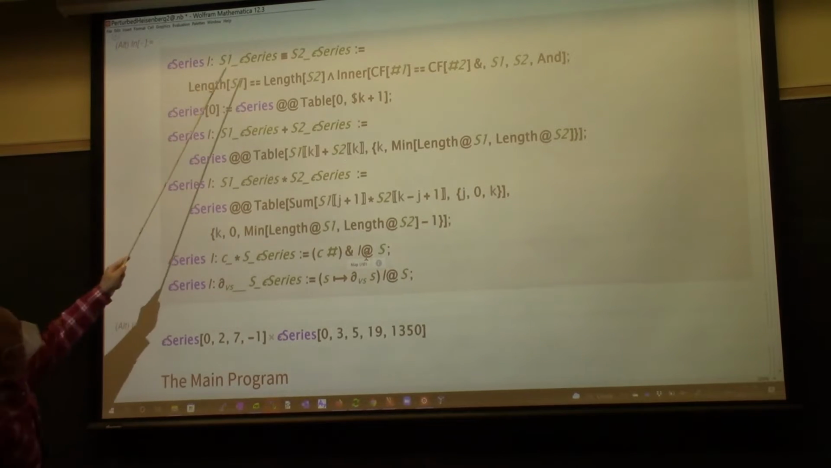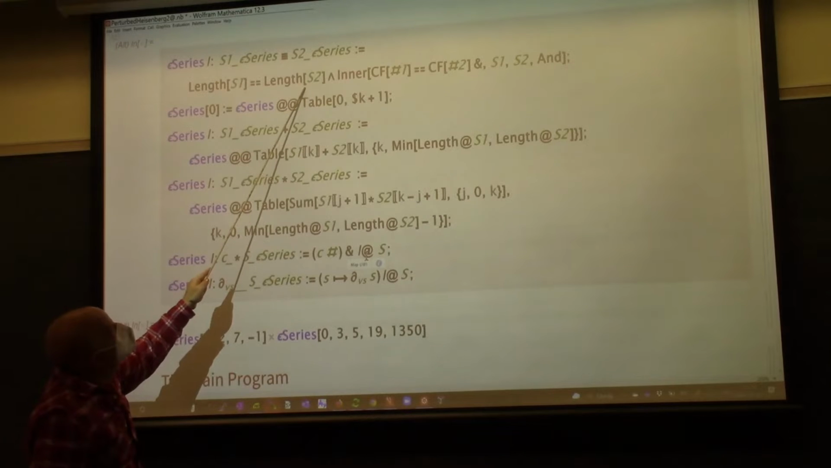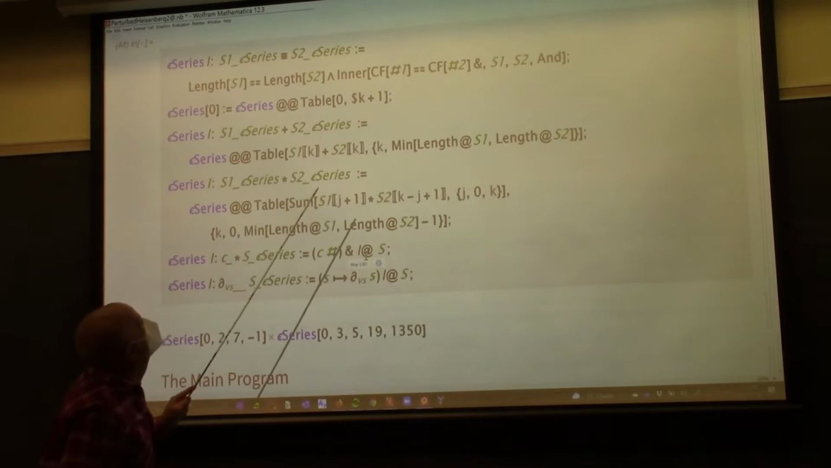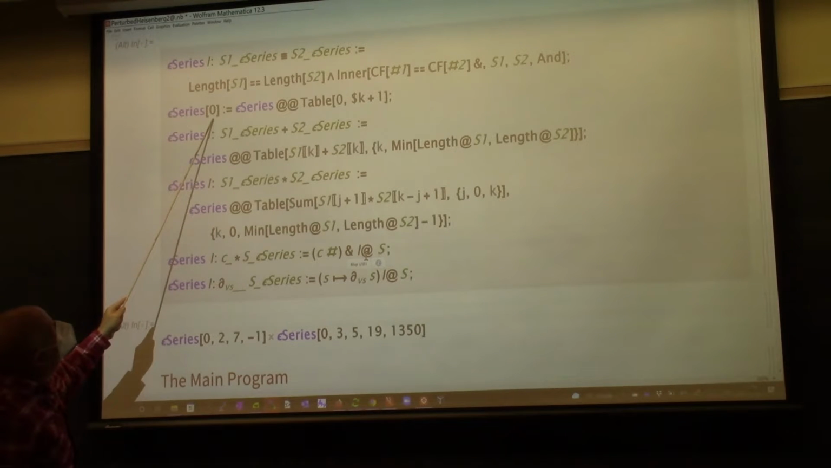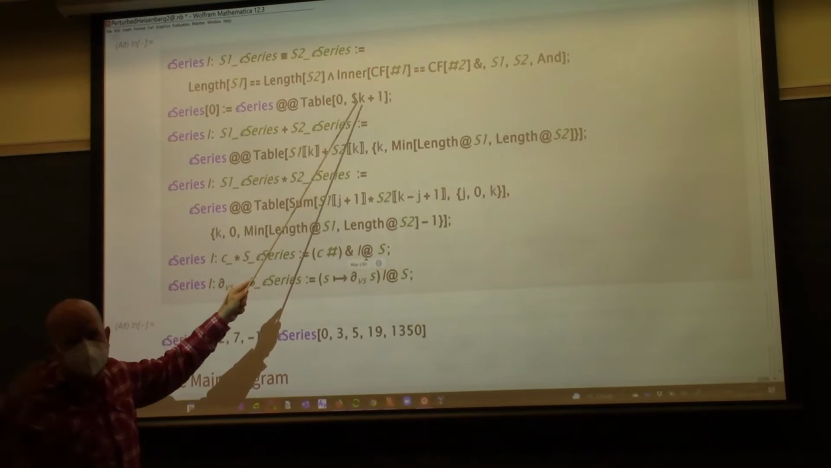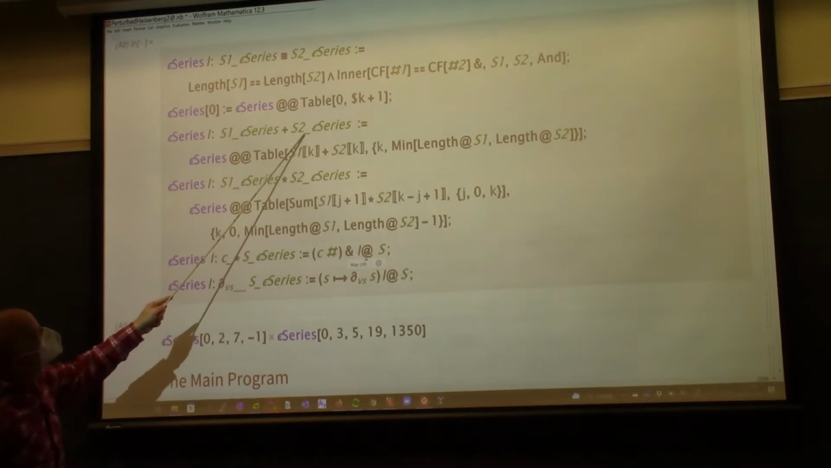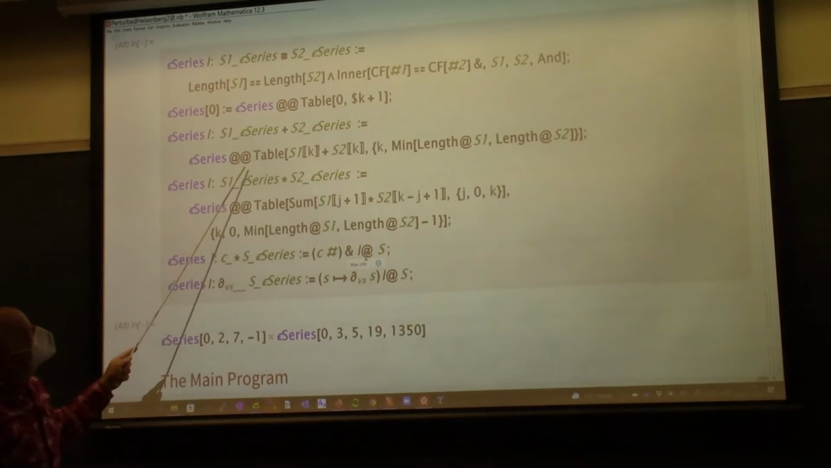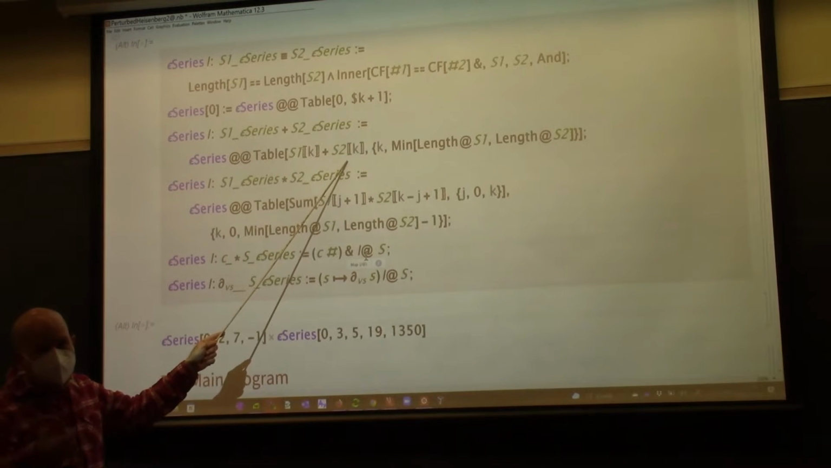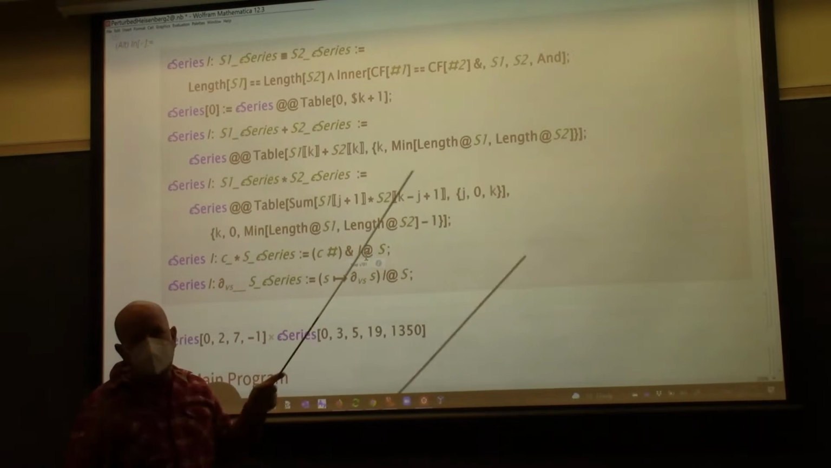So how do you compare if two epsilon series are equal? You make sure that their length is the same, and then you compare each coefficient and apply the AND operation on all that. For the zero epsilon series, you generate a table of k plus 1 zeros, from epsilon to the 0 up to epsilon to the k, and then turn it into an epsilon series. You add epsilon series by making a table of the sums of the individual coefficients, and the length of the table is the minimum of the lengths of the two series.